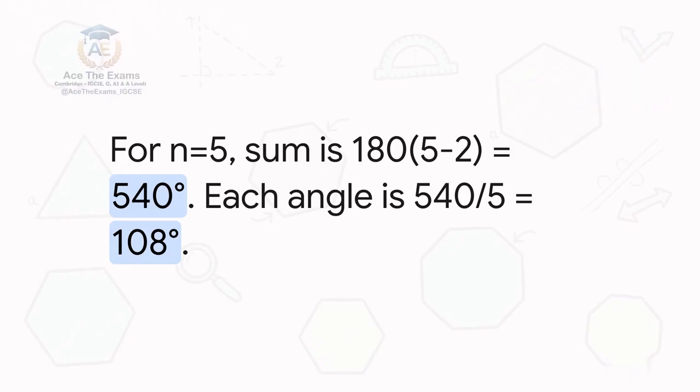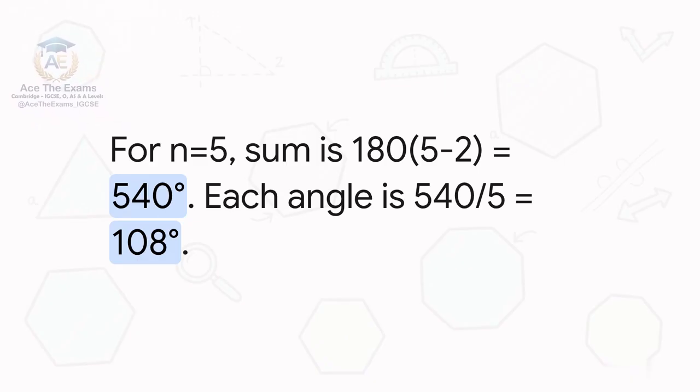That means we have 3 hidden triangles inside. Multiply 3 by 180, and we get a total of 540 degrees. Now remember our definition of a regular polygon? Because it's regular, all 5 corners are identical. So we just take our total, 540, and divide it by 5. That tells us that every single inside angle of a regular pentagon is exactly 108 degrees.